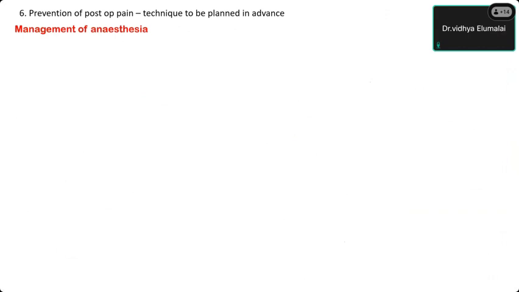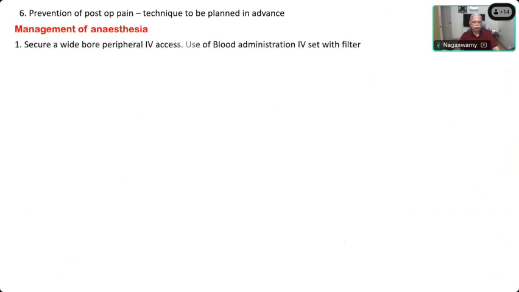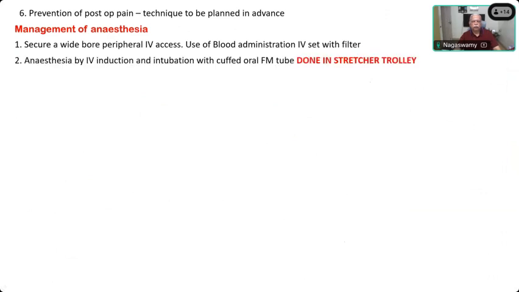General anesthesia, intubation with flexometallic tube. So first and foremost step is secure a wide bore peripheral access. Always use a blood administration IV set with a filter, because many of them may require a blood transfusion, especially multiple level scoliosis correction. And anesthesia by IV induction and intubation with a flexometallic tube is done in a stretcher trolley.